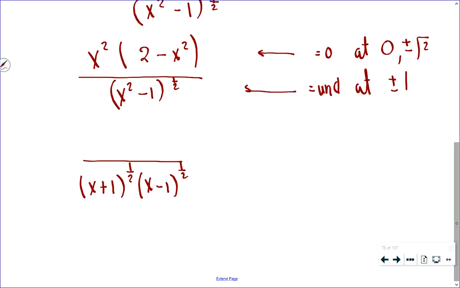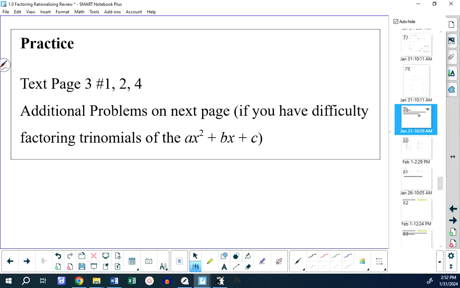Unless something canceled. So on page 3, 1, 2, and 4, I also have, just in case somebody needs practice with trinomials, on the next page, that whole page of trinomials. You don't have to do it. But I hope nobody's having troubles with those. But if you do, you need to clean it up.